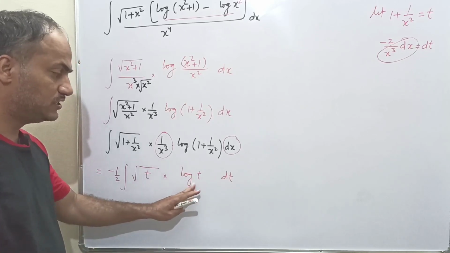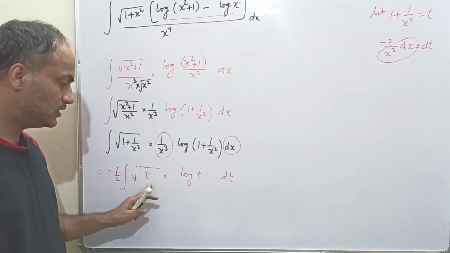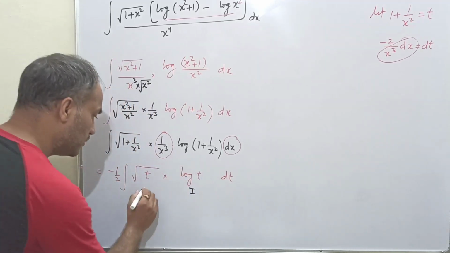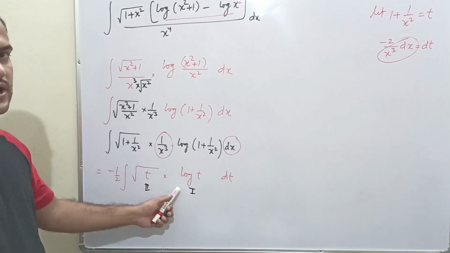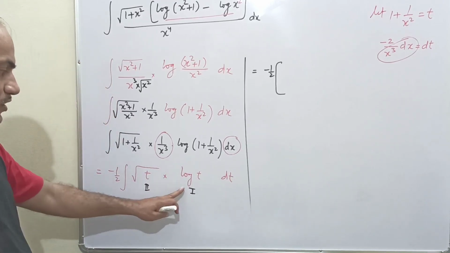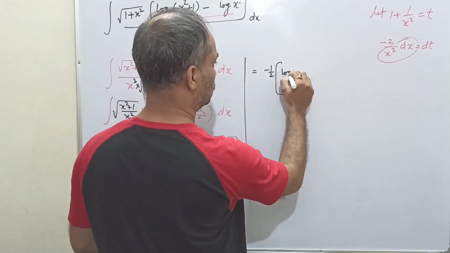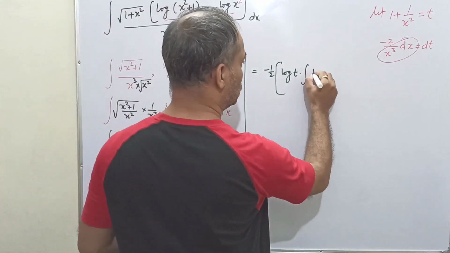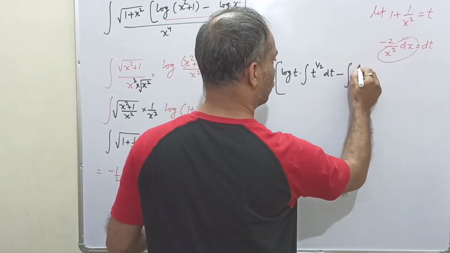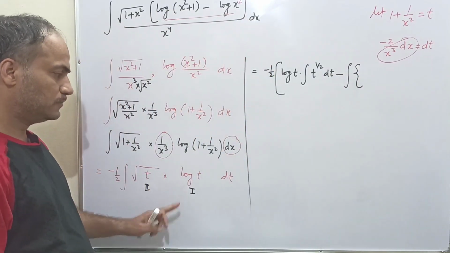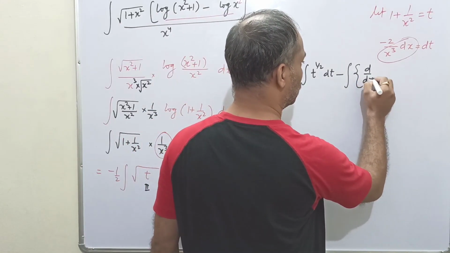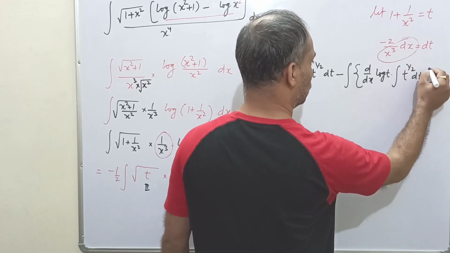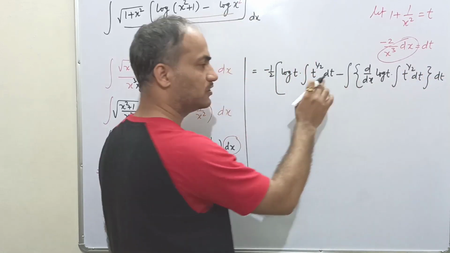Again, by the ILATE formula we see that this is a logarithmic function and this is an algebraic function. So we will assume this as first function and second function. So let us apply the product rule once again. First function remains same into integration of second, this is t to the power half, minus differentiation of first function into integration of second, and integration of this entire function once again.